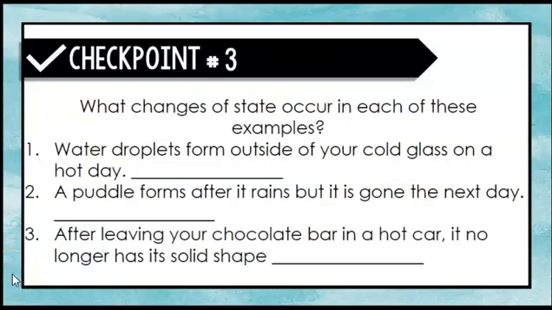Use what we've learned today to answer this checkpoint question. What changes of state occur in each of these examples? Number 1. Water droplets form outside of your cold glass on a hot day. Number 2. A puddle forms after it rains, but it's gone the next day. Number 3. After leaving your chocolate bar in a hot car, it no longer has its solid shape.